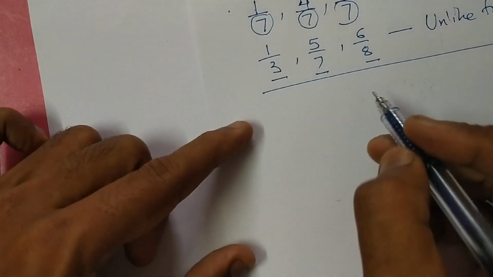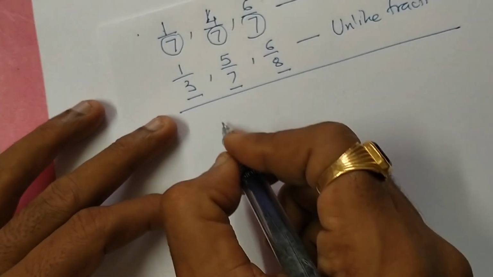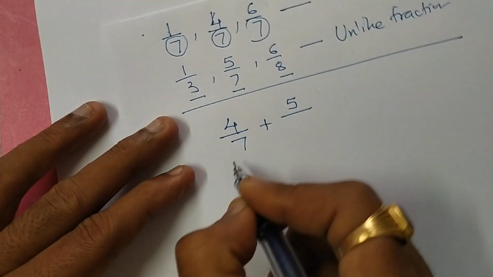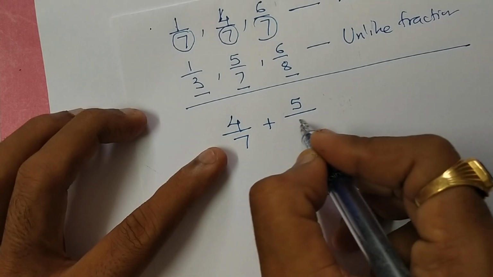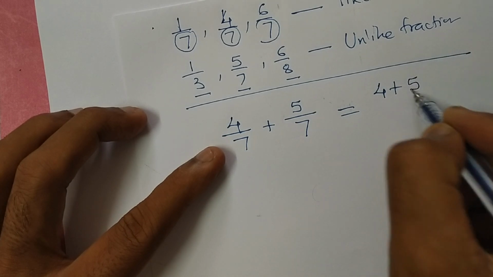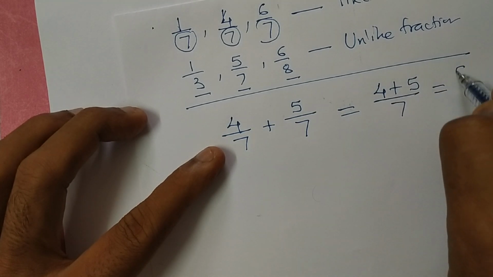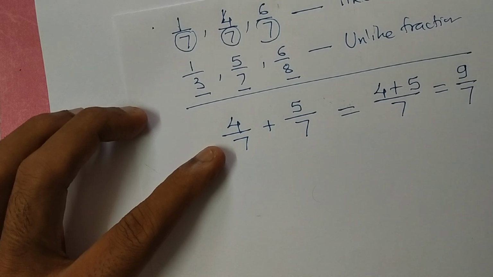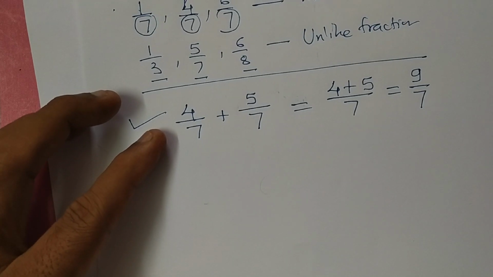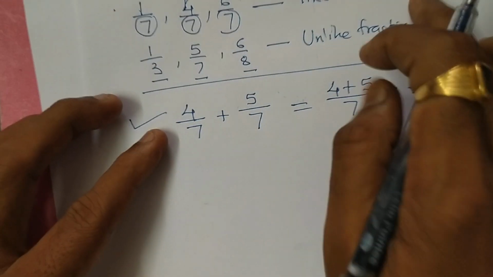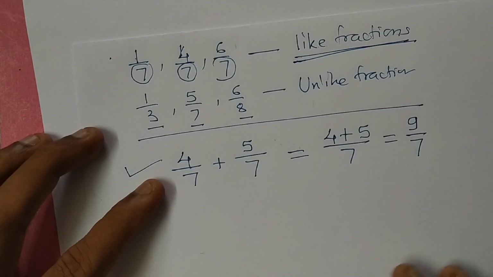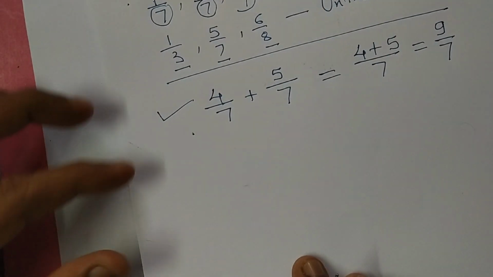For like fractions, addition and subtraction are easy to do. Suppose this is 4 upon 7 plus 5 upon 7, then we can add the numerators only and we get the fraction 9 upon 7. This is a simple way to do addition and subtraction, only for like fractions. But what in the case of unlike fractions?